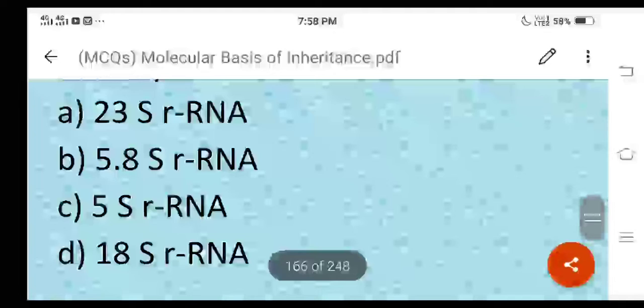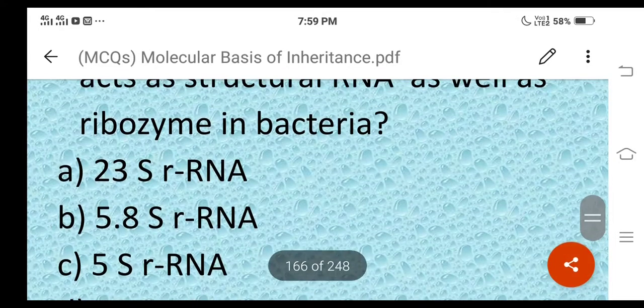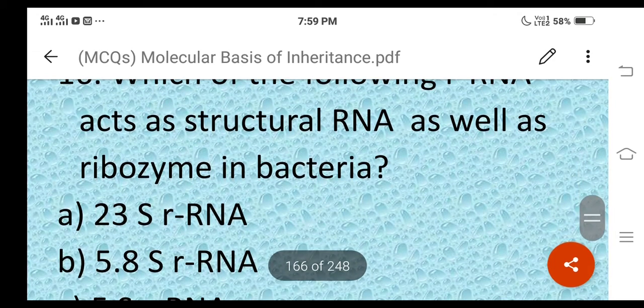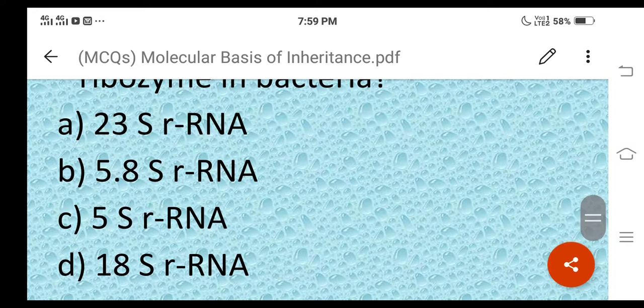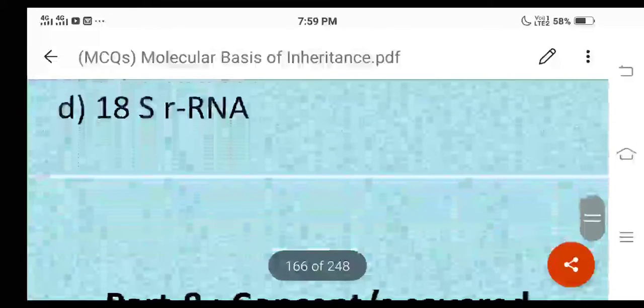One is 23S rRNA, then 5.8S ribosomal RNA, then 5S ribosomal RNA, then 18S ribosomal RNA, right? According to the question, option A is the correct answer. It is 23S ribosomal RNA, right? Let us move on to the next part.